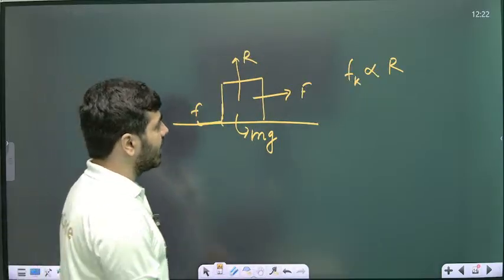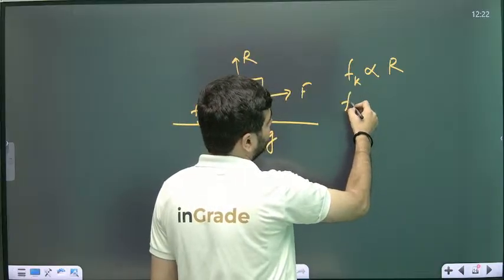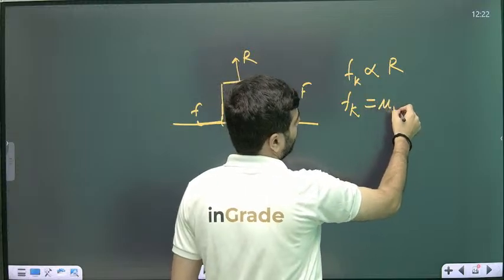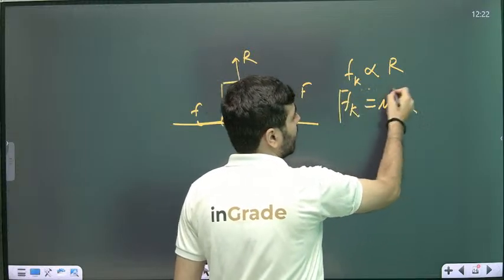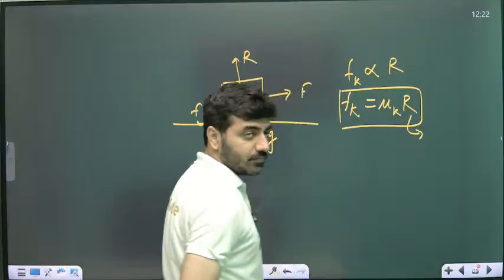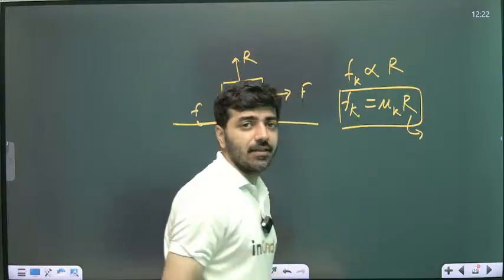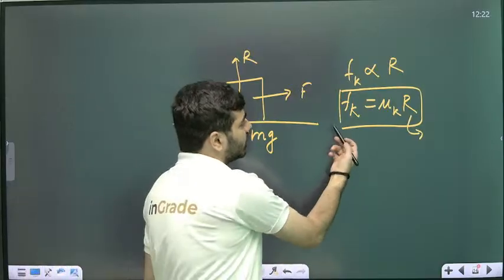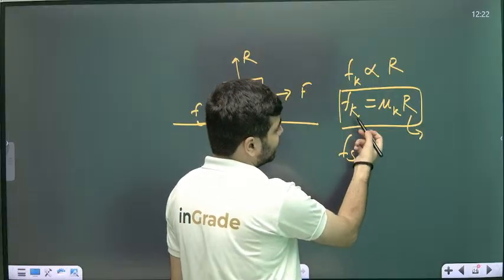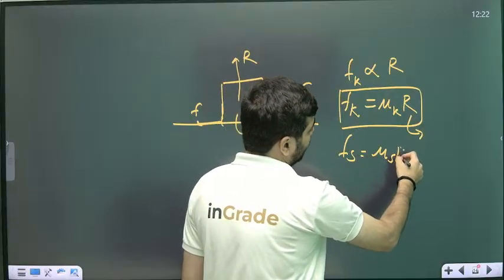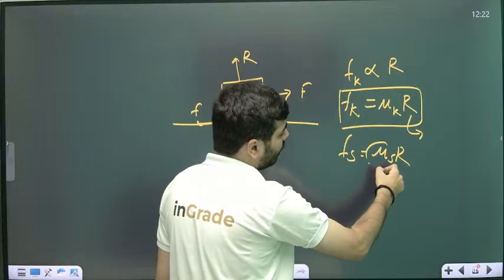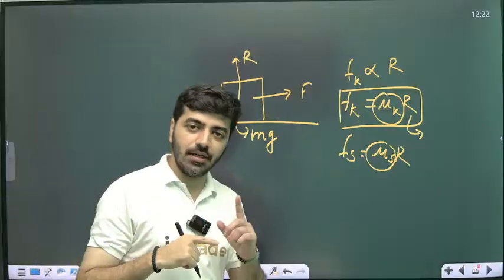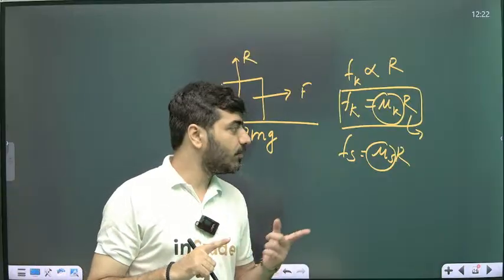Okay. Then if you put the equal sign, Fk will be mu k R. R will be the reaction force and mu k will be the coefficient of dynamic or kinetic friction. Both formulas are the same for static and dynamic friction. The only thing is we have changed the coefficient value. The coefficient will be different. Coefficient is a constant quantity. It will be different for different masses.